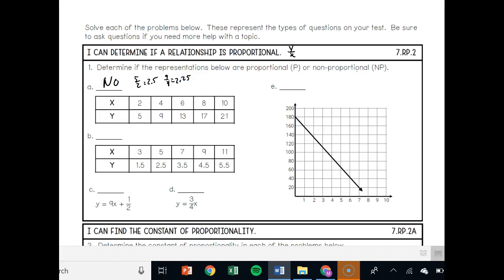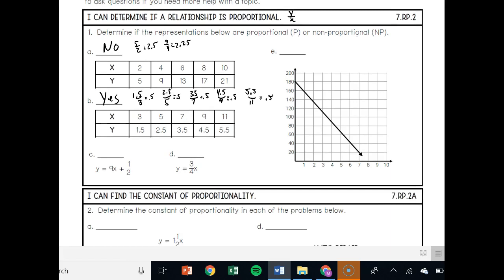9/4 is 2.25. So is this proportional? No, it's not, because it has to have the same constant across. So let's try this one. 1.5/3, that's 0.5. 2.5/5, that's 0.5. 3.5/7, that's 0.5. 4.5/9, that's 0.5, and 5.5/11, that's also 0.5. So this is proportional, yes, because at every point there's a constant of proportionality.